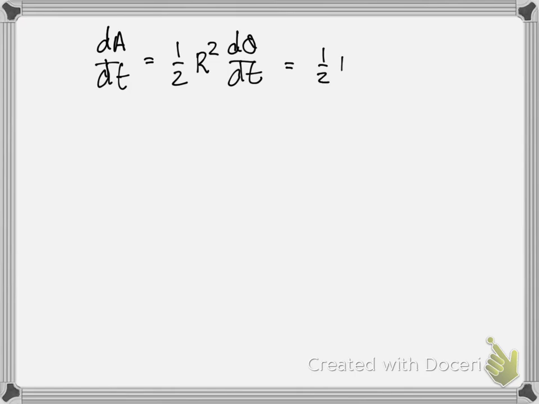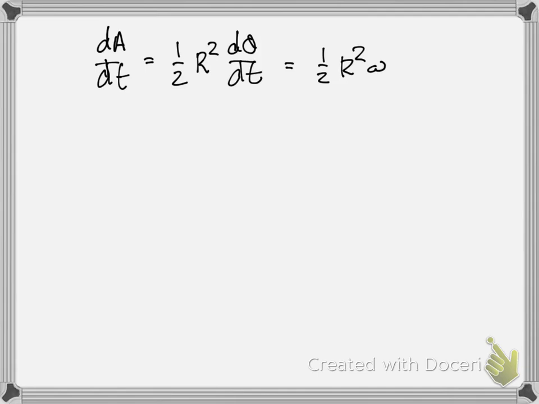So let's go ahead and rewrite that. dA/dt, the time rate of change of area, or the amount of area being swept out, is 1/2 r squared d theta/dt. Now, what is d theta/dt? Remember back to rotational motion, d theta/dt is just angular velocity, or omega, so it's 1/2 r squared omega. So dA/dt is 1/2 r squared omega.